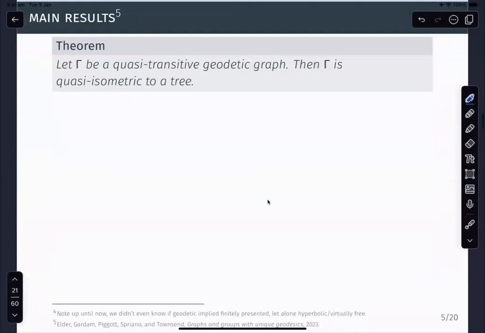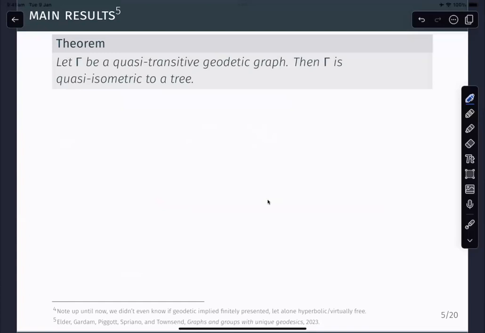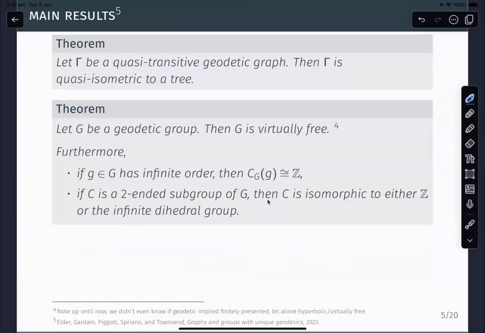Okay, so here are the results, which is myself, Giles, Adam, Davide, and Kane Townsend, my postdoc at UTS. And this is the big result that we prove about graph theory: if you're a quasi-transitive geodetic graph, then you have to be quasi-isometric to a tree. So in terms of group theory, that pushes it right down to being virtually free. So as I said before with Shapiro's question, we didn't even know whether geodetic implied finitely presented or anything. So now we prove that you have to be hyperbolic.